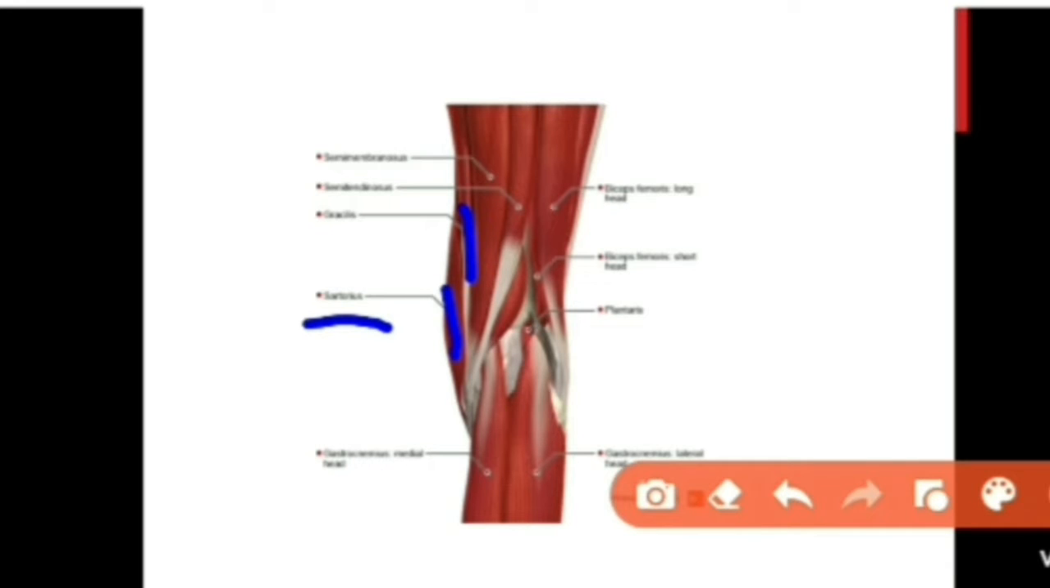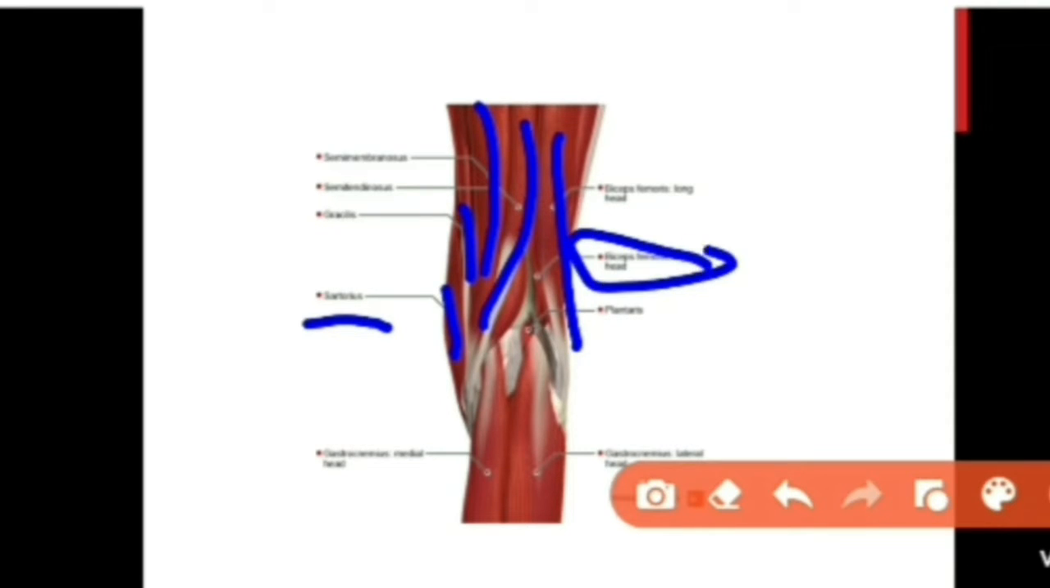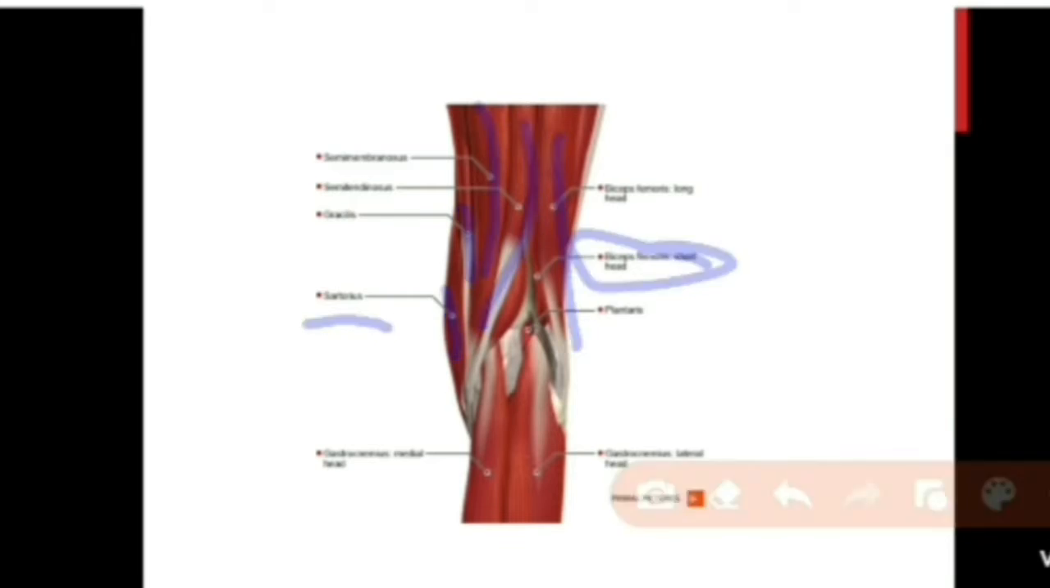So first we have the semimembranosus, then we have the semitendinosus, and we have the long head of biceps femoris, and the adductor magnus ischial part happens to be in a deep layer, which I am unable to show you because animations are not very clear here. But not the short head. Remember, the short head is not a hamstring muscle. So we saw the positioning.